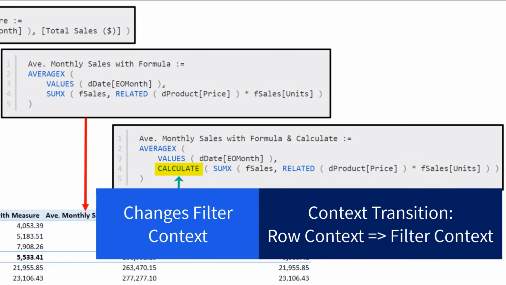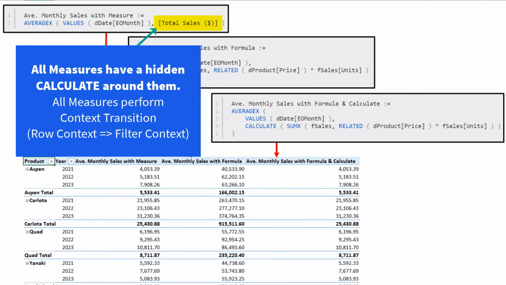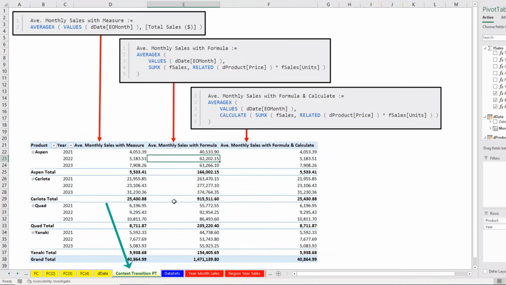And in this case, it's converting the row context into filter context. And in fact, every measure you ever create has a hidden calculate function wrapped around it. And that's why all measures automatically do context transition. And this pivot table illustrating this is in the finished Excel workbook that you can download below the video.